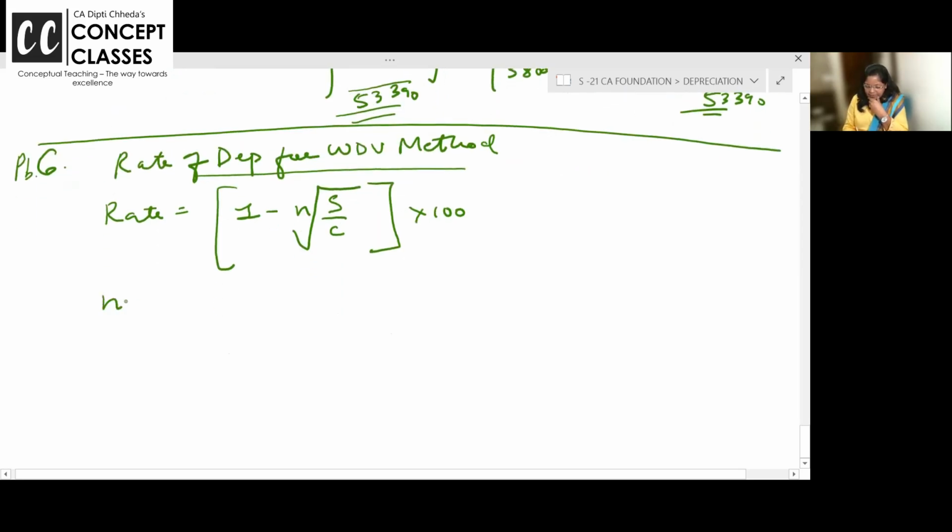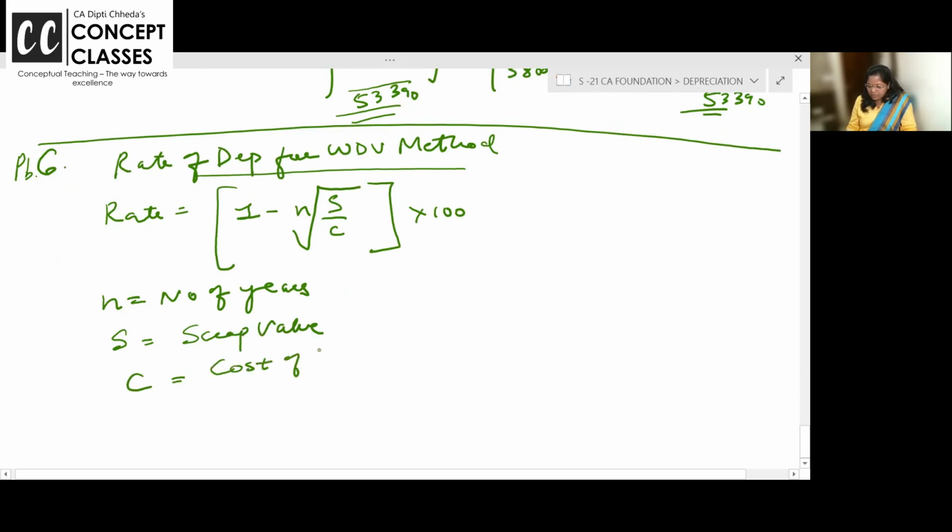Now where N is equal to, write down because this is your first problem. You can start with a working note. Not required that you make a T format machine account, do the working note at the back. Without this, you cannot start, so you can do it in the beginning. N is number of years. S is the scrap value at the end of the life. C is the cost of the asset.